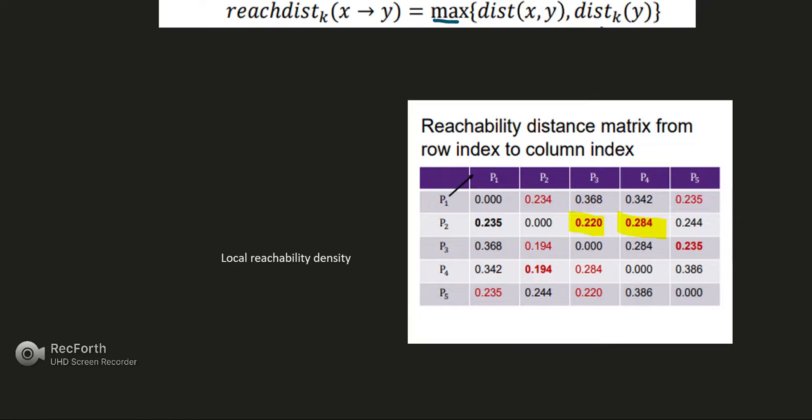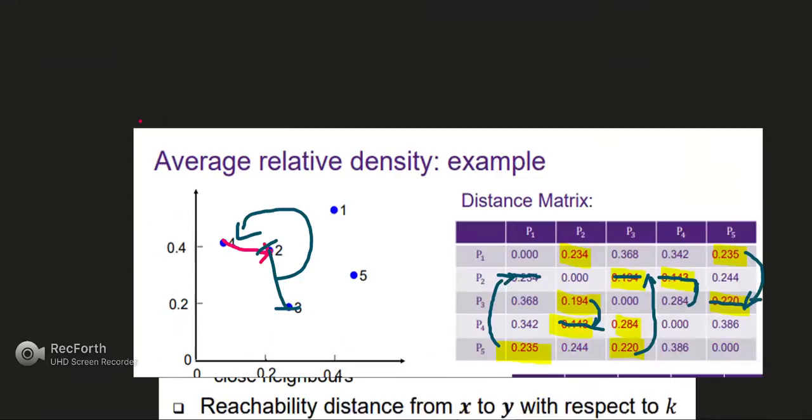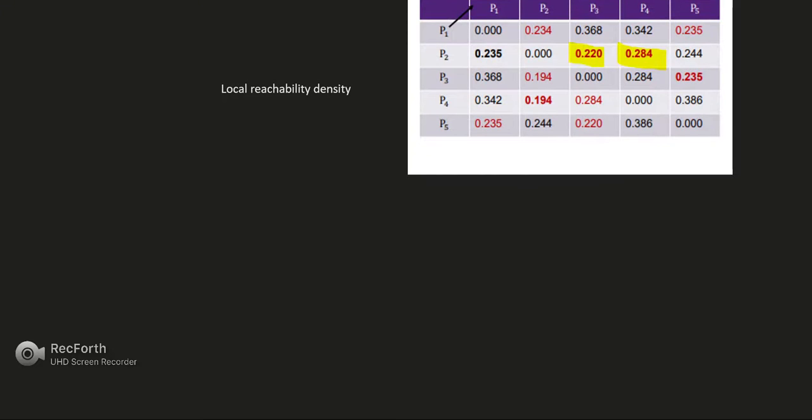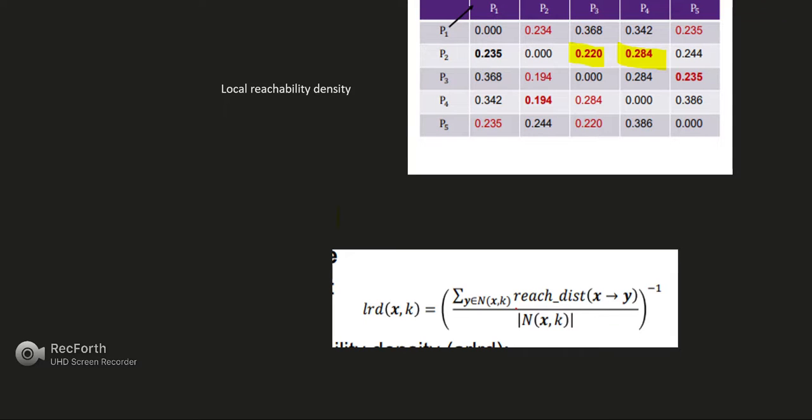All right, so now we've got the reachability matrix. So what we need now is to calculate the local reachability density. That's our second step. That's what we're going to do now. So our local reachability density, and I'm just going to try and pull up some formulas to make things a little easier. Actually, I already had it, but that's fine.